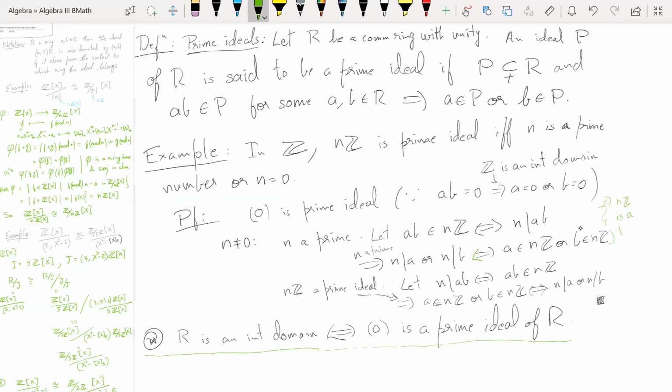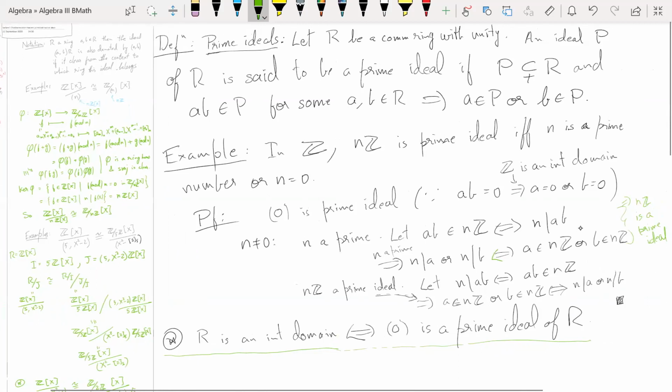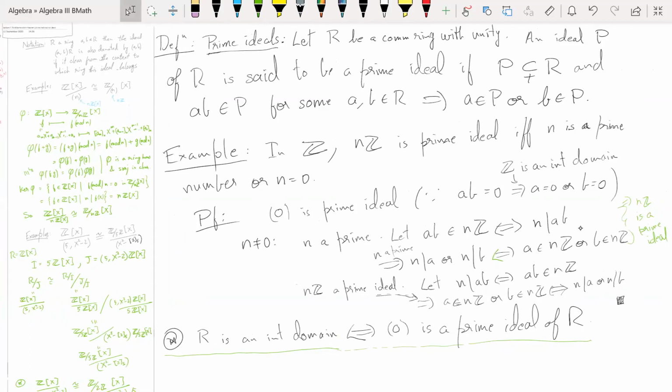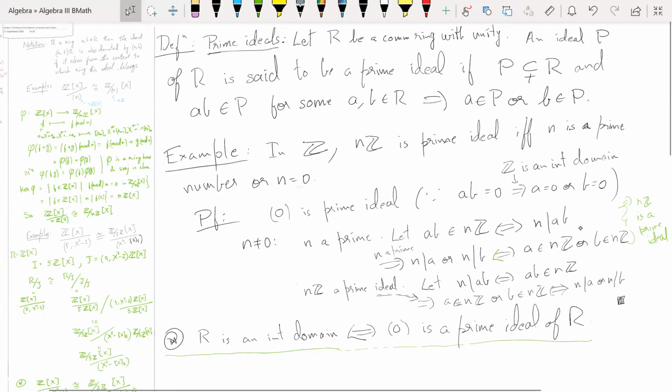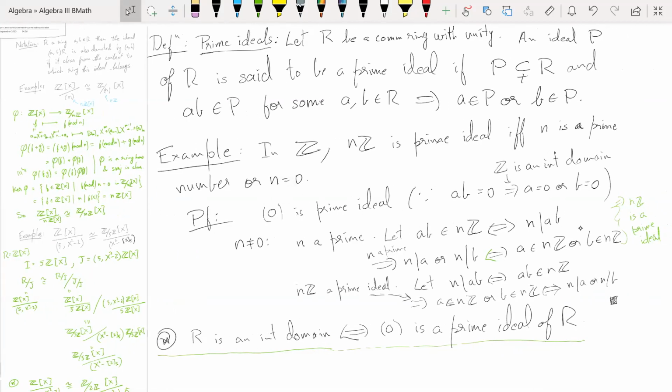Is a prime ideal. And maybe I shouldn't use green. Let's use red. It's more visible. Okay. And then if nZ is a prime ideal, let n divide. So now we want to show that n is a prime number.